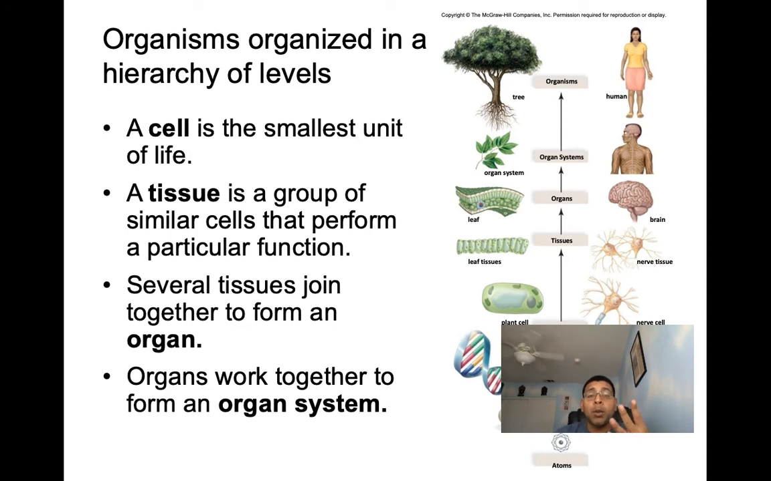So an organ is going to be made up of two or more tissue types. Again, we said organ: several tissues join together. Two or more tissue types come together to form an organ.